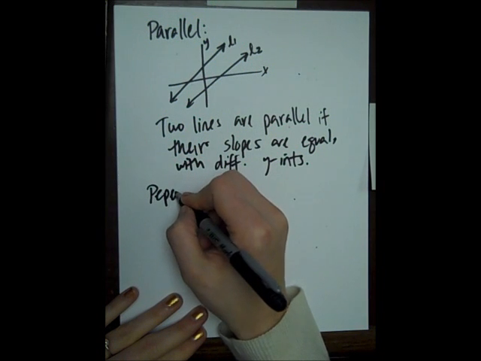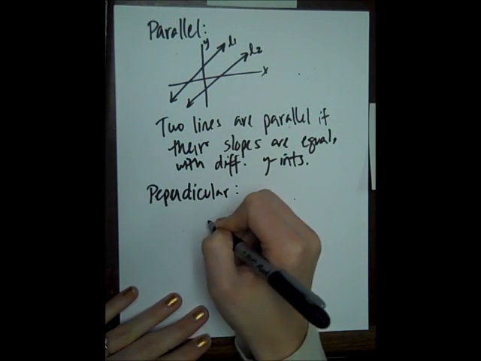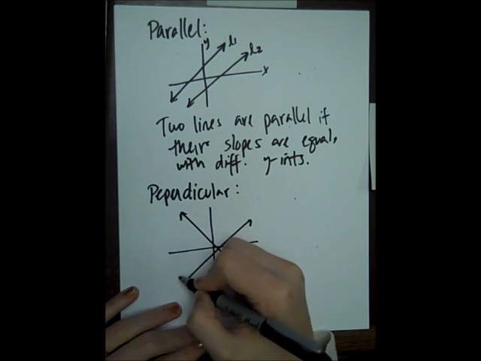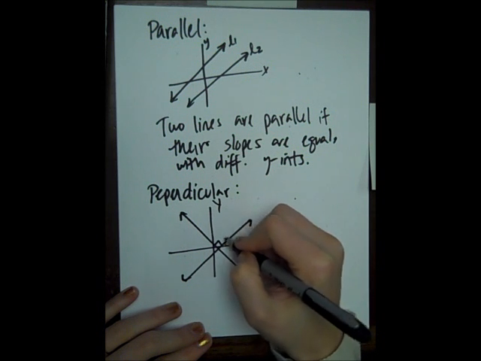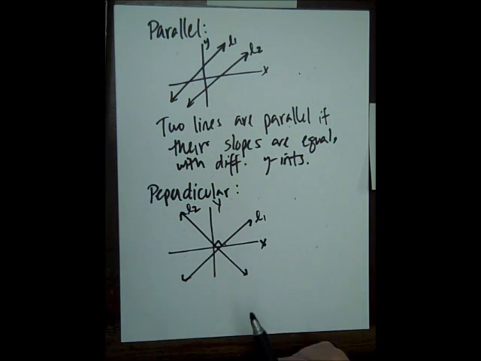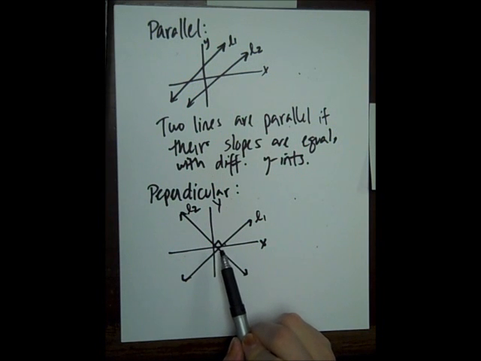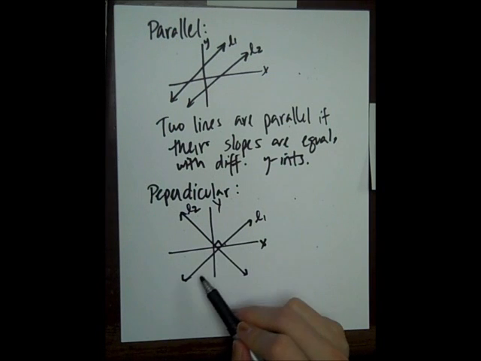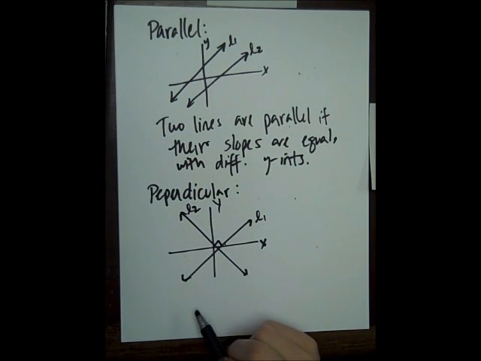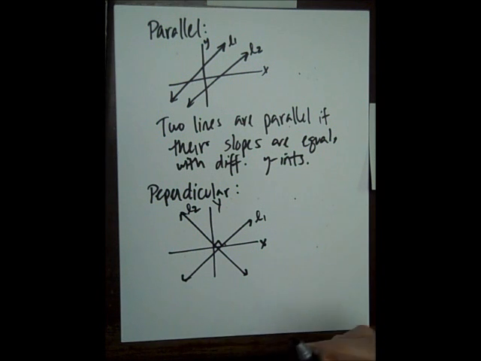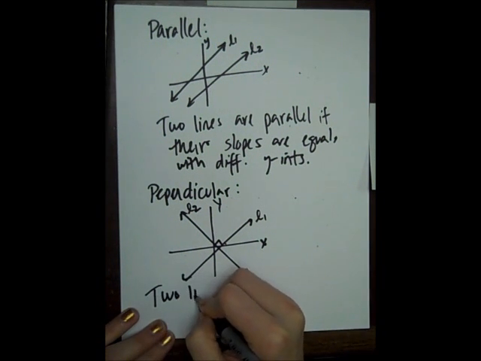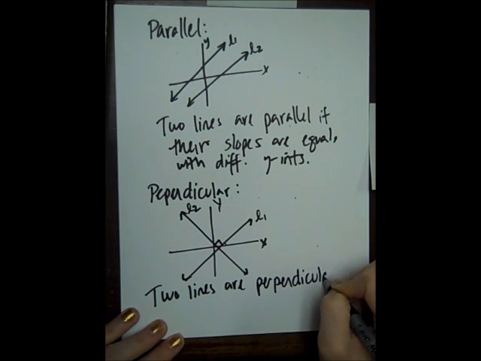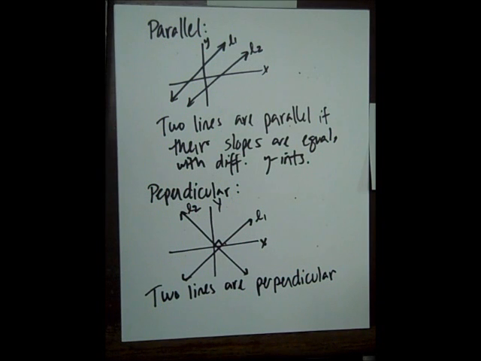Perpendicular, so let's talk about that. So if I draw a picture of what it means to be perpendicular, here's my xy plane, here's my L1, here's my L2. Perpendicular means that they intersect at a 90-degree angle or a right angle. What does it mean in terms of the slope? Well, it looks like the slope of L2 is negative of the slope of L1, but in fact it's the negative reciprocal. So, two lines are perpendicular if one is the negative reciprocal of the other.